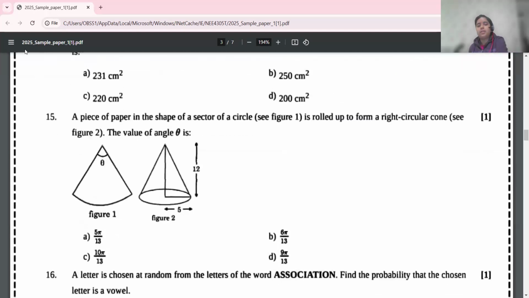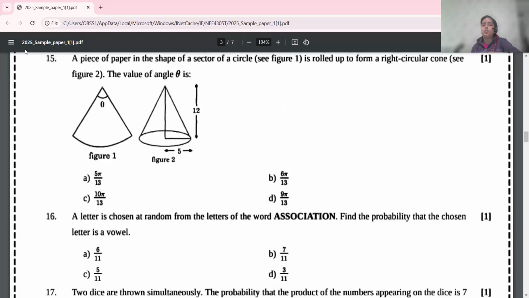A piece of paper in the shape of a sector of a circle is rolled to form a right circular cone. The value of angle theta is? Now, here the main concept we're going to use is that the area of this particular sector is actually the CSA of this particular cone, right? And the slant height of the cone here is nothing but the radius of the sector here. Now we're given the radius here as 5 and the height as 12. Using Pythagoras theorem, we can find out the slant height as 13.